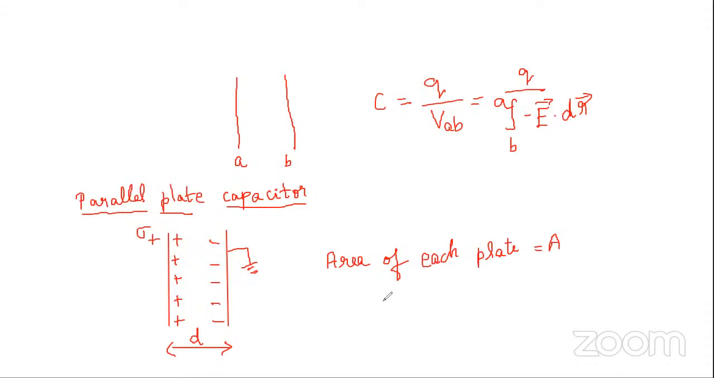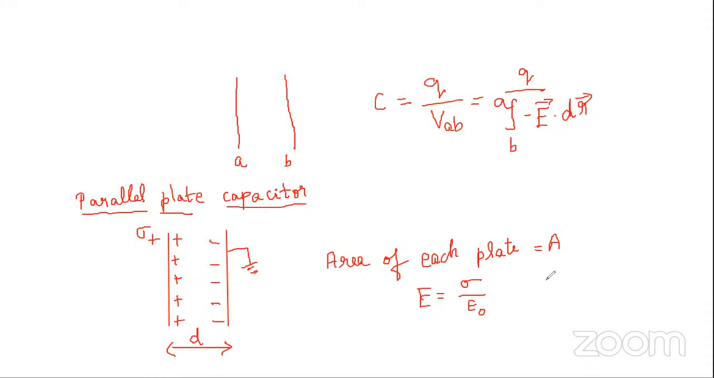So here the electric field between the two plates is given by E equal to sigma by epsilon 0. This is the electric field between the two plates at any point. In the region between the two plates, the electric field value is given by E equal to sigma by epsilon naught, and the capacitance value.